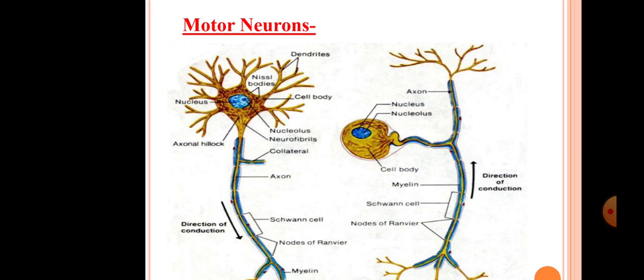So this is all about the neuron and the different parts of the neuron, that is dendrites, cell body, axon hillock, and axon.